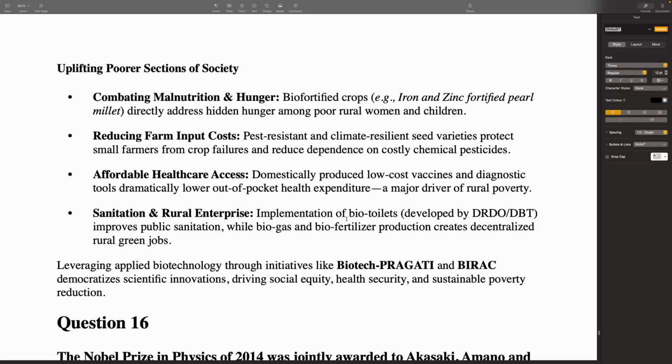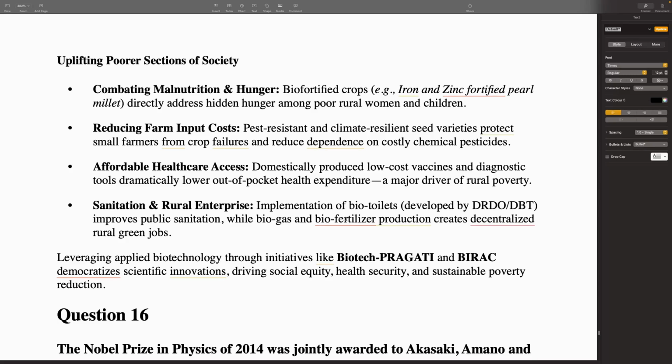Uplifting the poorer section of society. Combating malnutrition and hunger: biofortified crops, for example iron and zinc fortified pearl millets, directly address hidden hunger among poor rural women and children. Reducing farm input cost: pest resistant and climate resilient seed varieties protect small farmers from crop failure and reduce dependence on costly chemical pesticides. Affordable healthcare access: domestically produced low-cost vaccines and diagnostic tools dramatically lower out-of-pocket health expenditure, a major driver of rural poverty.